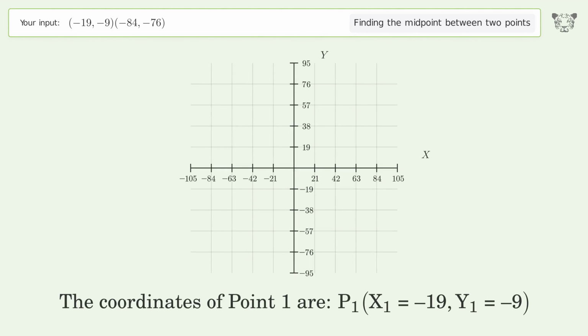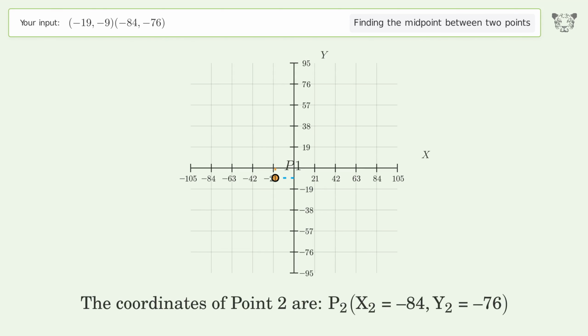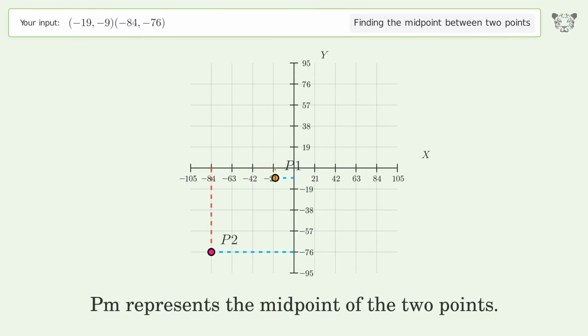The coordinates of point 1 are x1 equals -19, y1 equals -9. The coordinates of point 2 are x2 equals -84, y2 equals -76. PM represents the midpoint of the 2 points.